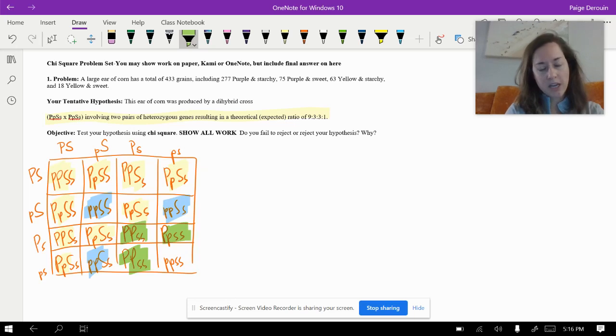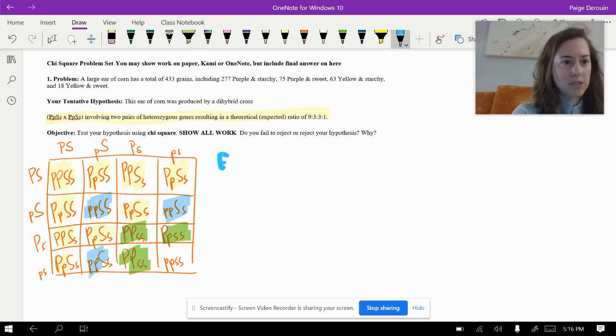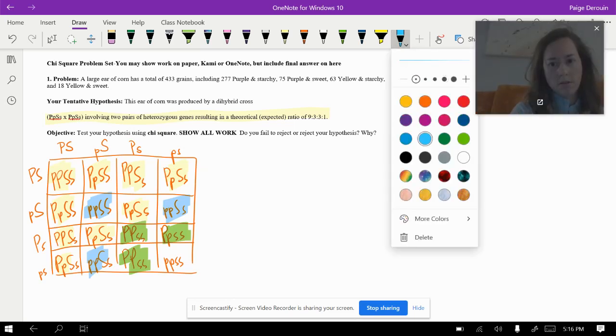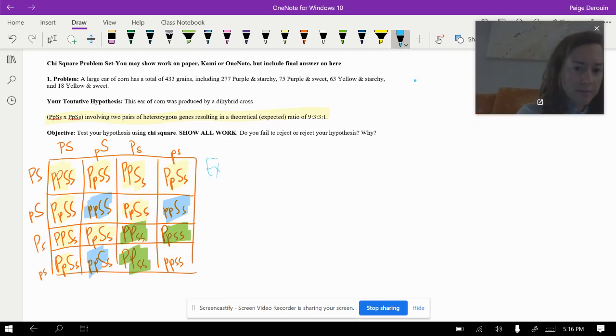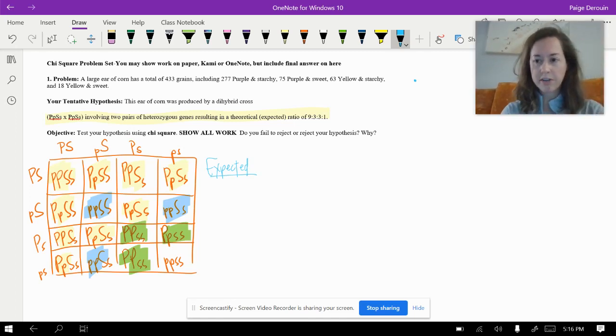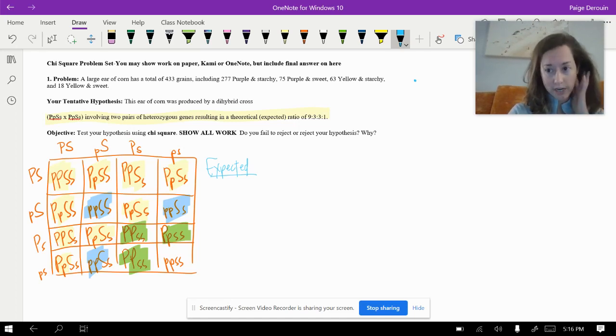So now we can use this to get our expected values. Oops, that's really thick. Make it smaller. So expected, we're going to go back up to our total. So we're going to use our ratios that we expect and our total number of corn kernels to figure out how many of them, if it was a perfect world, should be each of those traits.